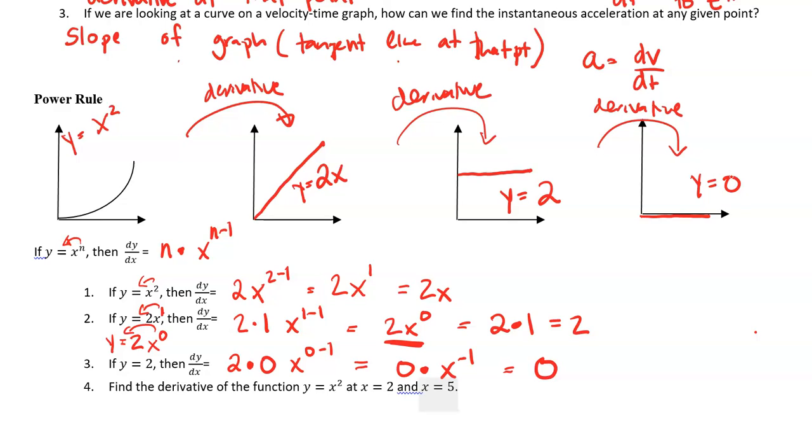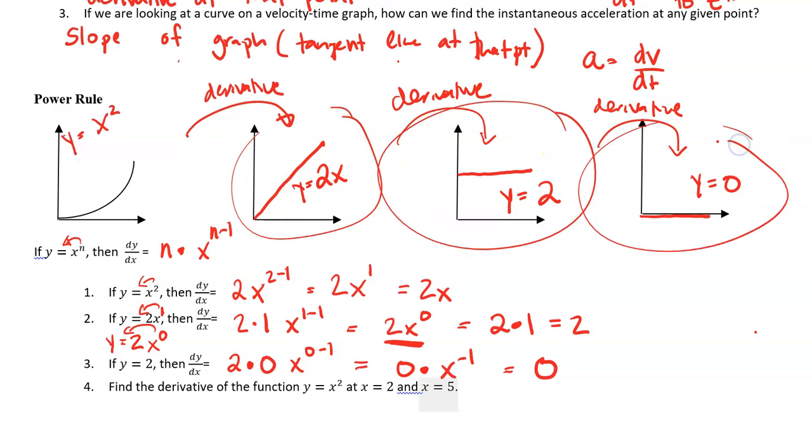Okay. So we just used the power rule to take the derivative three different times of a function. And again, if we went through, we'd say this graph right here is the first derivative, this is the second derivative, and this is the third derivative of the function y equals x squared. So now let's go ahead and look at number 4. Find the derivative of the function y equals x squared at x equals 2 and x equals 5. Take a guess how you do that and then watch back into the video.